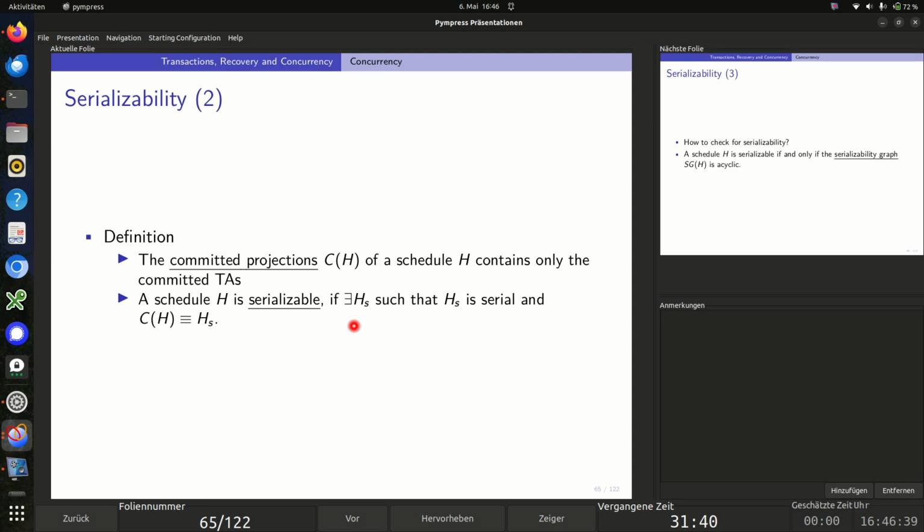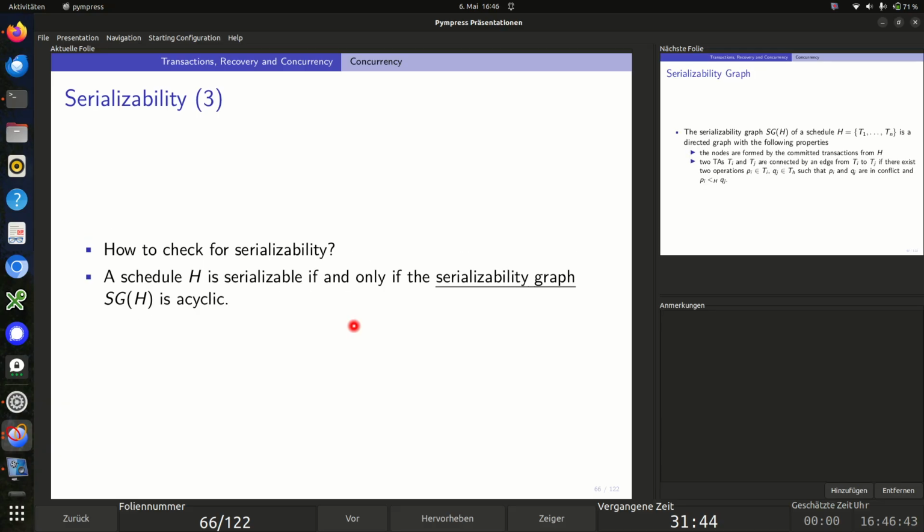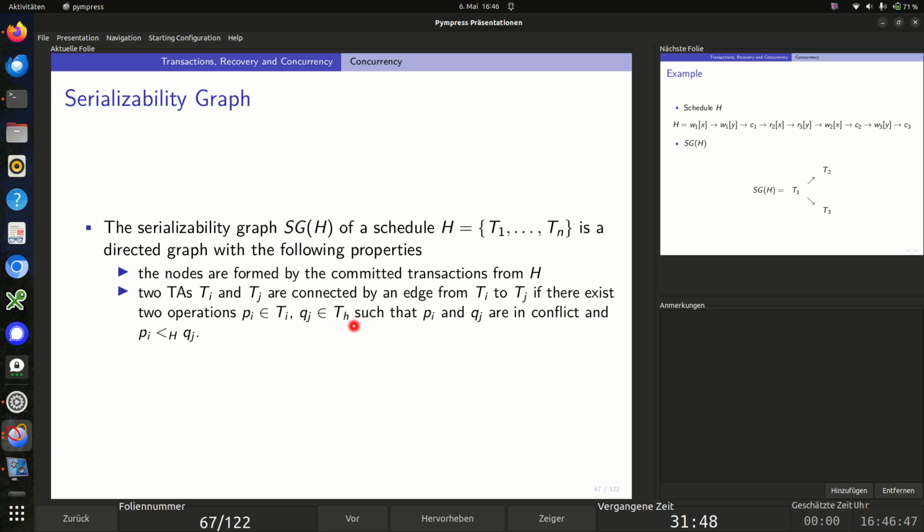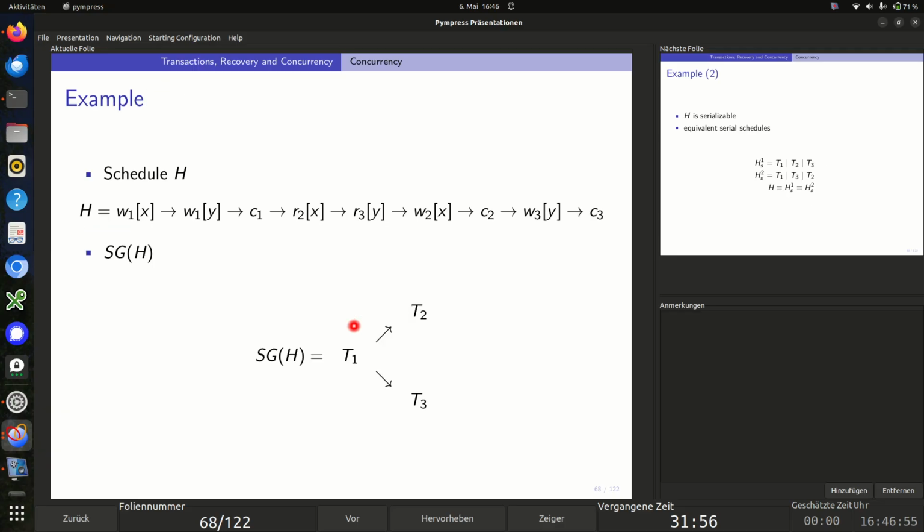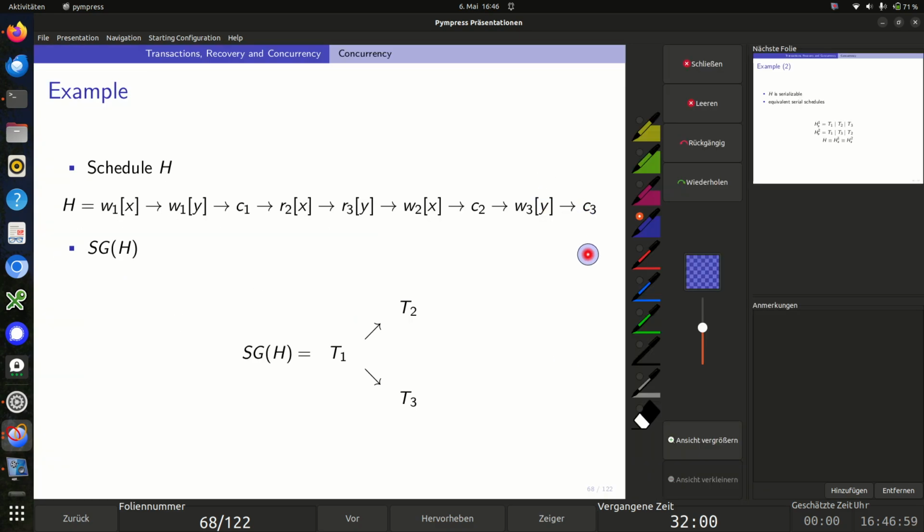So you can do it by swapping, and there's another easier way to check it, and that's a serializability graph. The idea is, how should I draw it best? Do I have white here? Let's see. No, I don't.